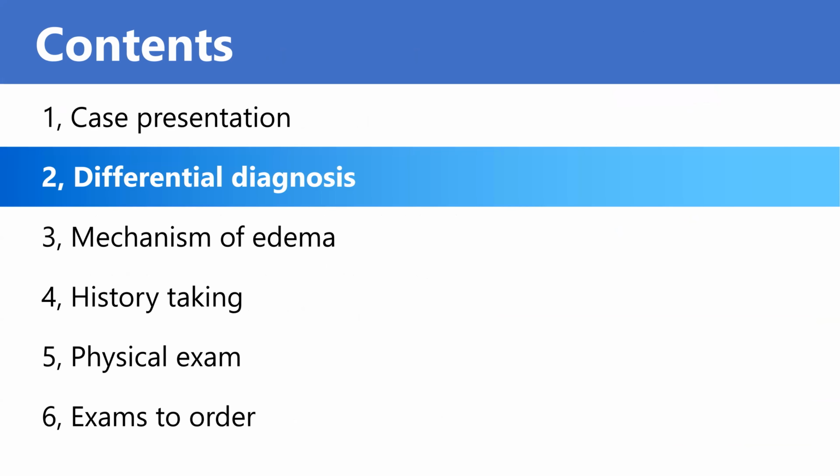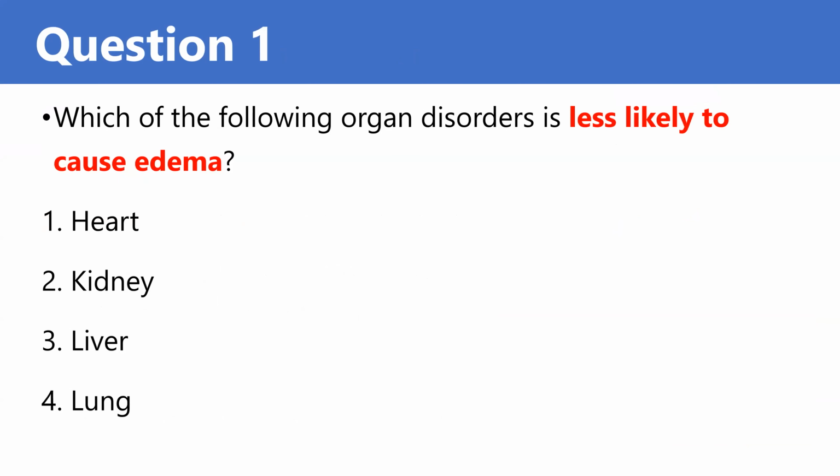In order to ask good questions, or in order to take a good history of the patients, we need to know the differential diagnosis of edema. So the first question is, which of the following organ disorders is less likely to cause edema? Heart, kidney, liver, lung. And you have already answered these questions, and most of you have answered correctly, which is lung.